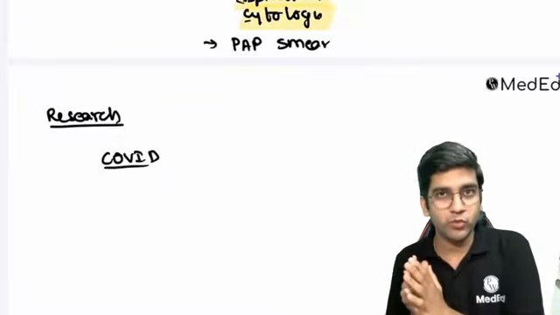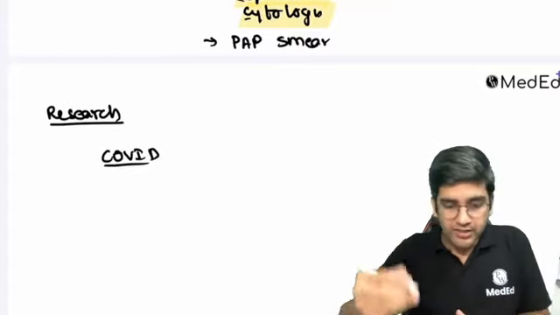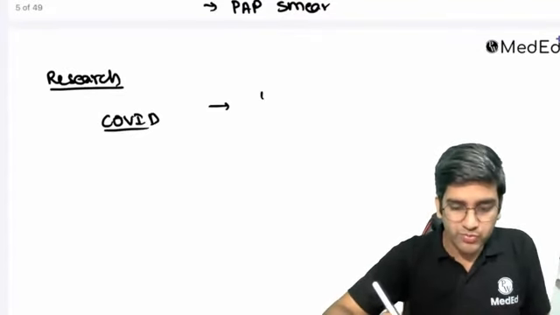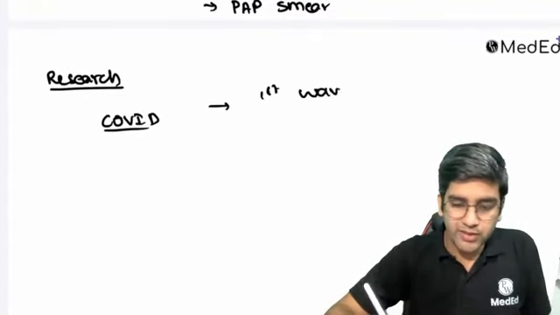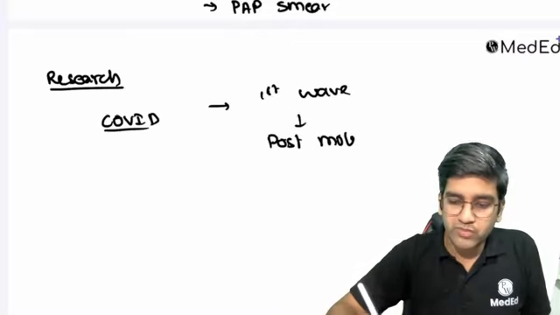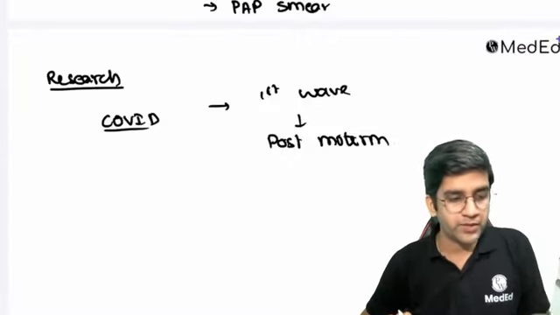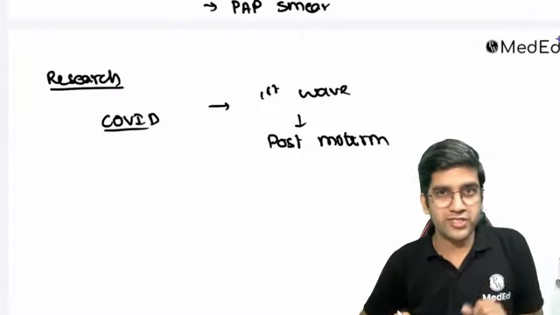During the first wave of COVID, we didn't know anything about COVID. After the first wave, what happened is they did post-mortems. You must be wondering that post-mortems are done only by forensic people. No, post-mortems are done by pathologists also, right? Ankita, I'll answer your question in just a minute, right?